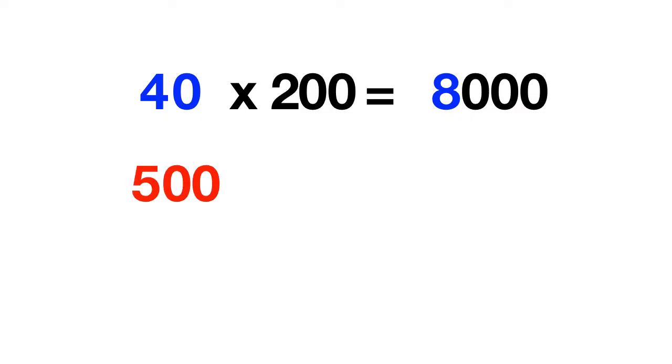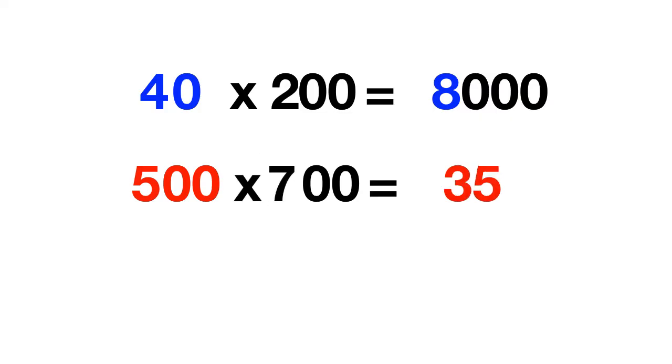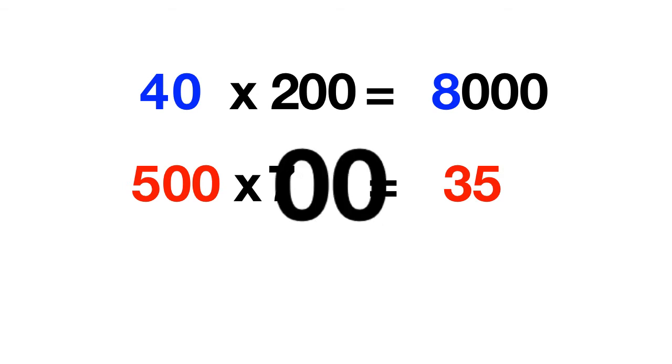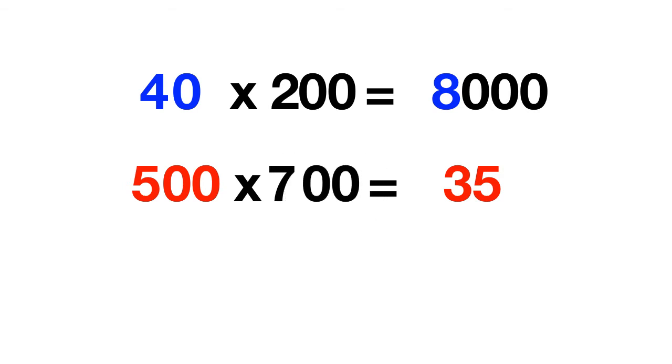Next, let's solve 500 times 700. Well, we can start by multiplying 5 times 7. What does that equal? 5 times 7 is 35. And then how many zeros do I need to add to my answer? Well, you can see there are 2 zeros in 500 and 2 zeros in 700. That's a total of 4 zeros. So you need to add 4 zeros to your answer.